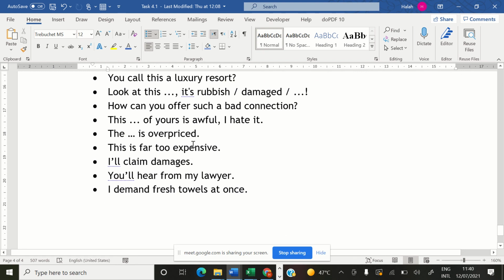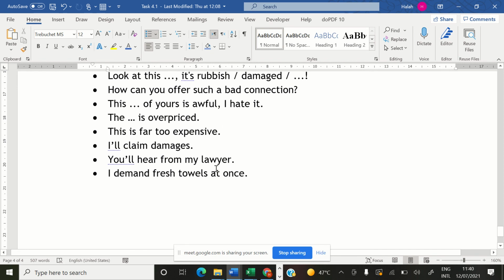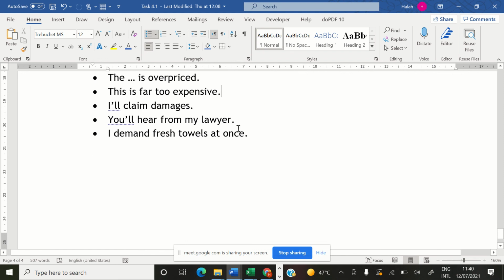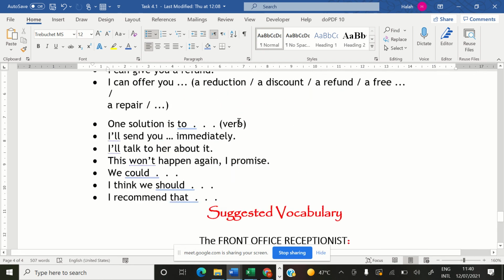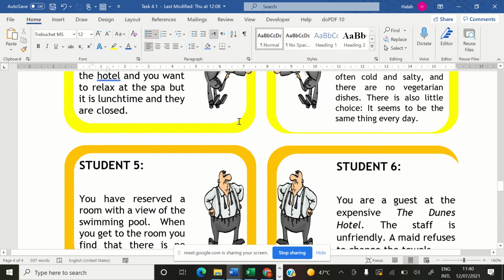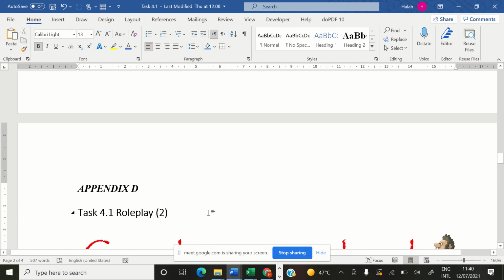"The internet is overpriced. This is far too expensive. I will claim damages. You will hear from my lawyer." So what will you do if someone says he will call his lawyer or he will call the police? "I'll get you a fresh towel at once." So this is the type of vocabulary for task 4.1, which is a role play.